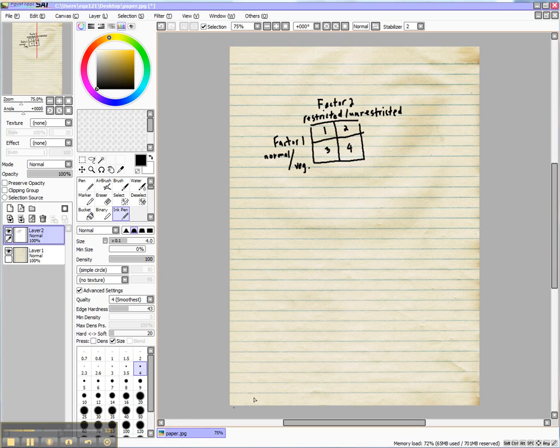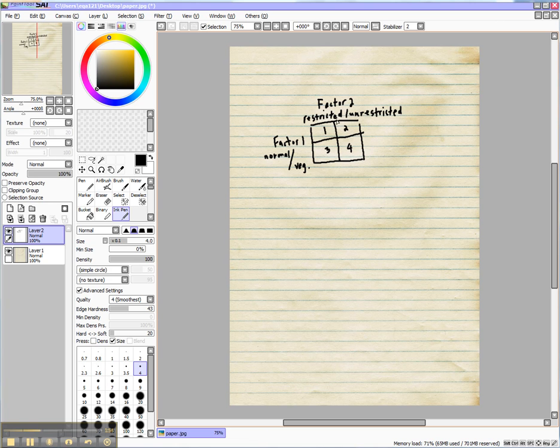And let me illustrate this. So the 1, 2, and 3, 4 are the 4 treatments that the question said. And you have 2 factors. Factor 1, factor 2. Factor 1 is normal versus vegetarian. Factor 2 is restricted versus unrestricted. So the 4 treatments are just combinations of the 2 factors.